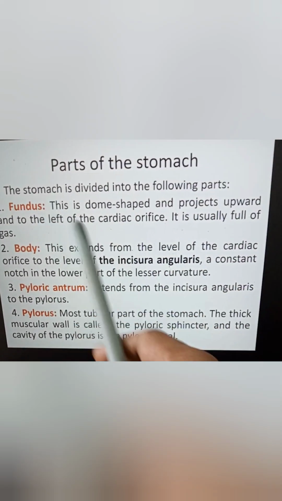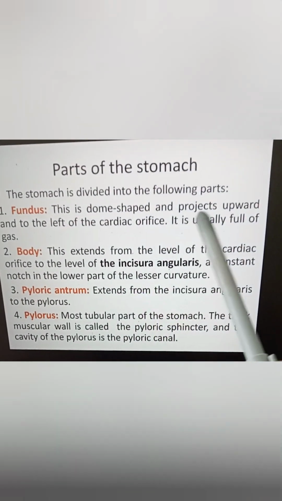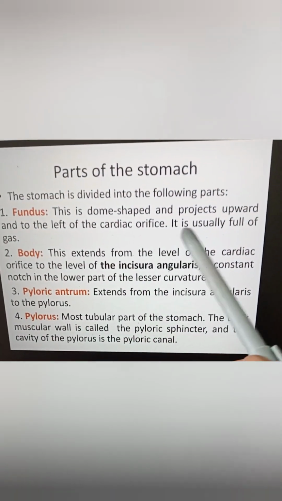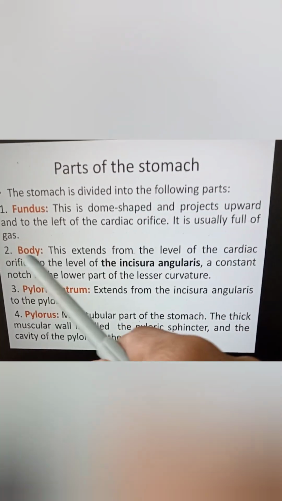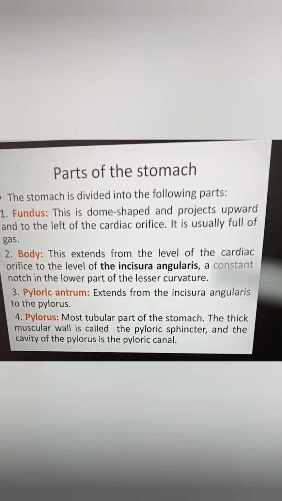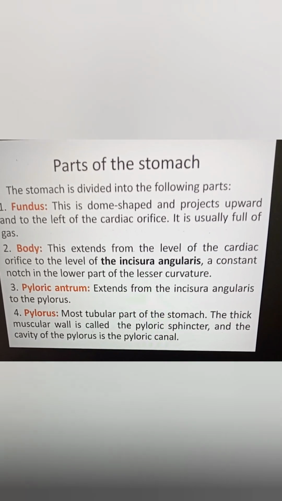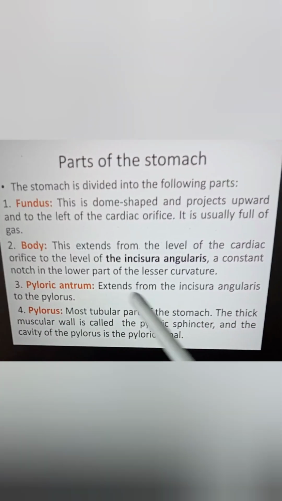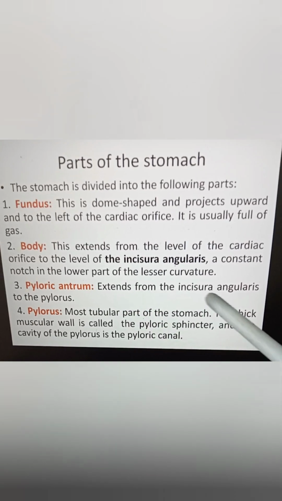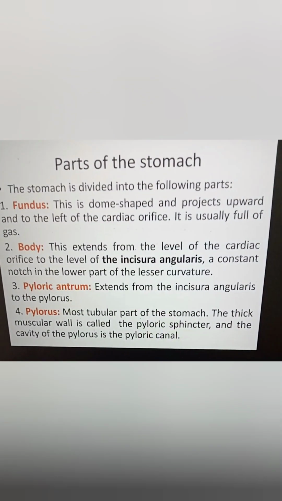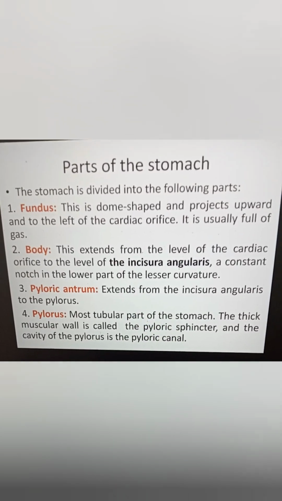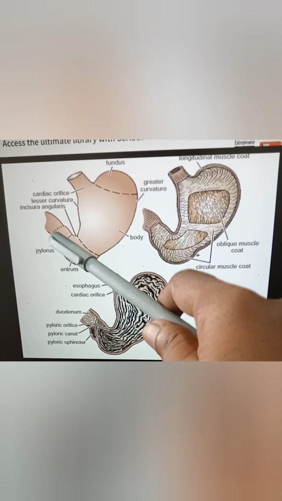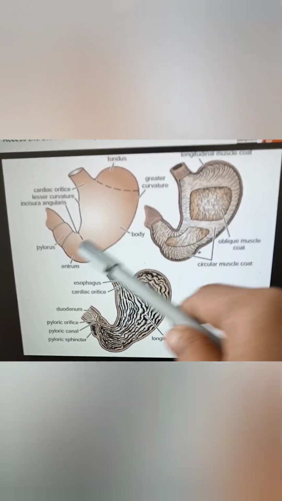The fundus is dome shaped and projects upward and to the left of the cardiac orifice. Already I said it is usually full of gas. The body means the middle portion between the fundus and the lower portion. The pyloric antrum extends from the incisura angularis to the pylorus. And the pylorus, already I said, is a sphincter working like a gate between the body and antrum and the small intestine. These are the parts of the stomach.